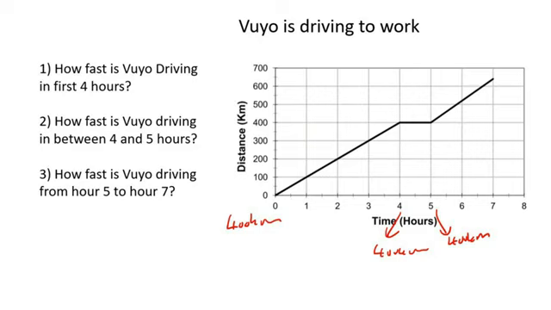For the first question: how fast is Vuyo driving in the first 4 hours? In these questions you have to remember a lesson where we looked at rate, petrol questions, and speed, distance, and time, and I showed you a triangle. It's called the distance, speed, and time triangle. Let's draw that a little better. There we go. Distance, speed, and time.